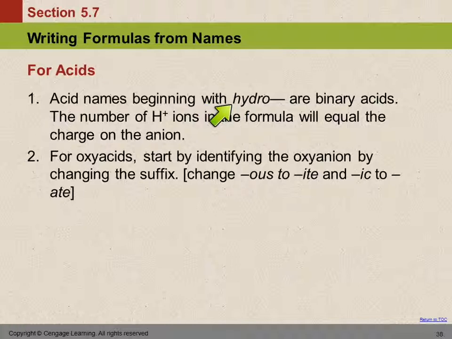So these are just a hydrogen ion with an anion. And so we're going to figure out how many hydrogen ions we need based on the charge of the anion, and we'll do a couple of examples. Oxyacids, this is where we have ous and ic in the name, like sulfurous acid or sulfuric acid. It does not start with hydro. And so then you have to look at the name and figure out what the anion is. And the only way we can make any sense of this is to do some examples.